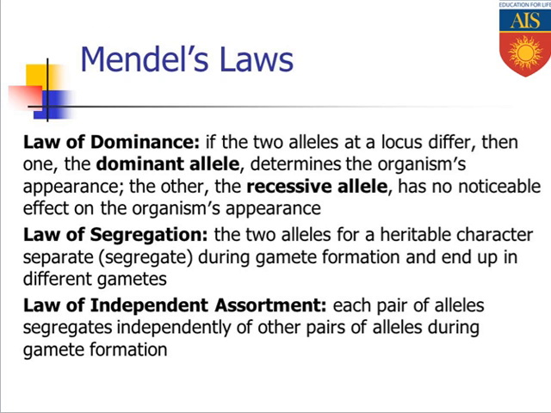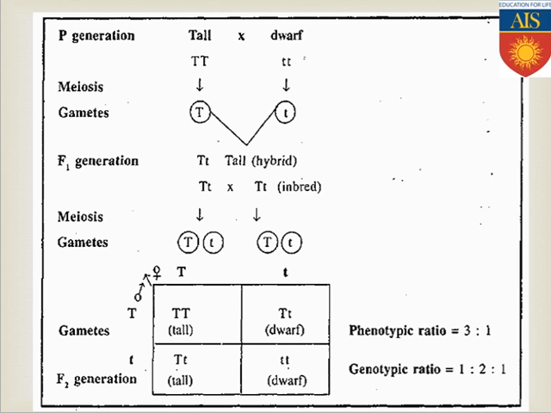If you go back to the monohybrid cross, you can see the first law, the law of dominance, based on the individuals produced in the F1 generation. See carefully: one allele is dominant, another allele is recessive. But due to the presence of a minimum of 1 copy of the dominant allele, the phenotypic feature expressed is the dominant feature. That means the law of dominance says that if, between two alleles, one is dominant and the other recessive, then the dominant allele will express and the recessive allele will get suppressed, and the feature of the dominant allele will be manifested.